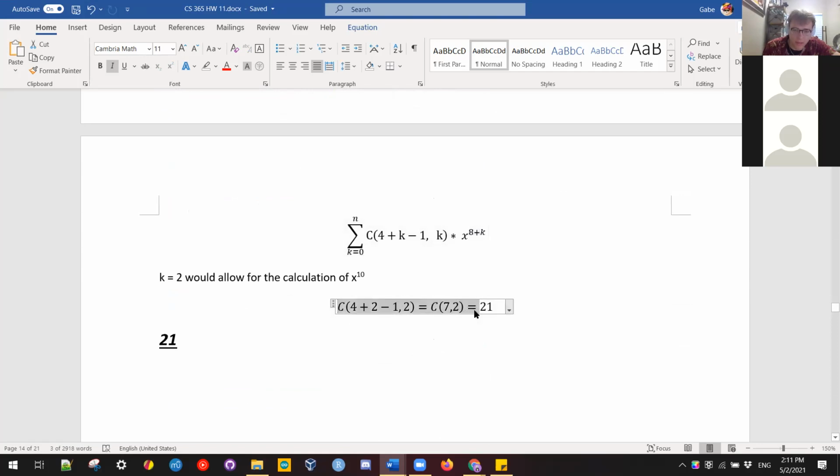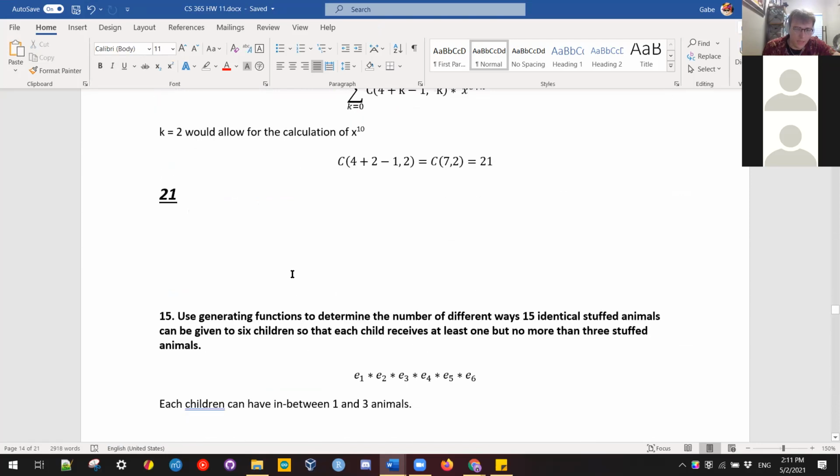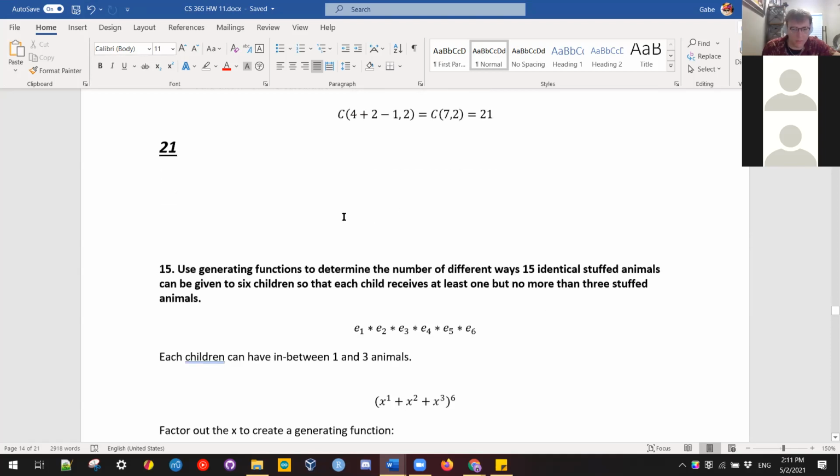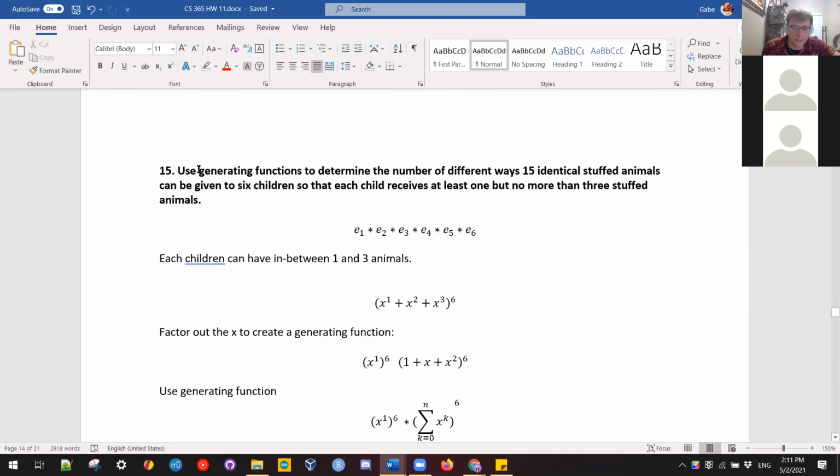And so we plug that in. Once again, you could do that on your calculator, or you could just do 7 factorial over 2 factorial times 5 factorial, and you'll get your 21. Sounds right. And you can do it on your calculator. There's a button where it says counting, and you can just plug in whatever, and it'll do it for you.